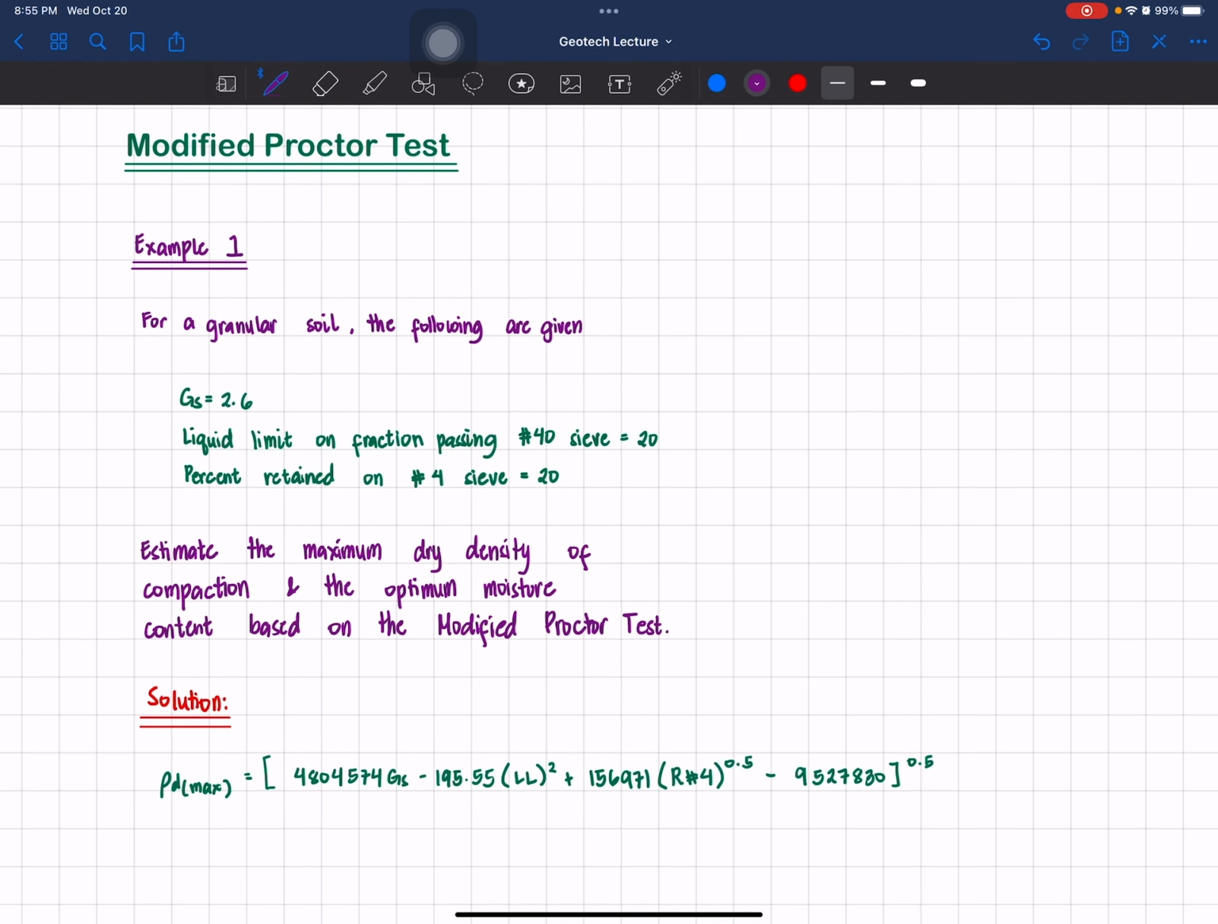Today we're going to solve some examples with regards to the modified Proctor test. But as you can see, or if you have browsed the PDF file already, there were actually some examples prior to the modified Proctor test. But I won't be discussing this anymore because those are actually graphical methods.